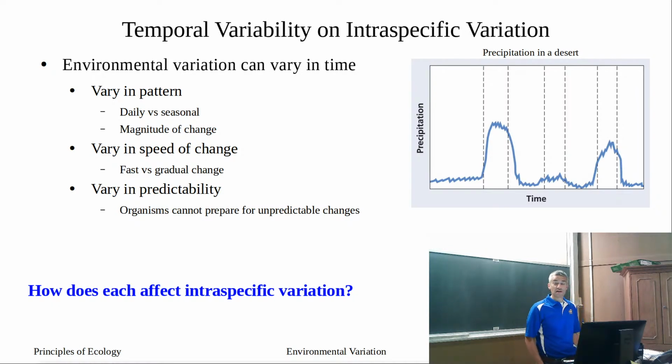In terms of speed, it could be fast or it could be gradual. And this variation could be a predictable change, or could be unpredictable. So let's talk about how each of these affects our intraspecific variation.